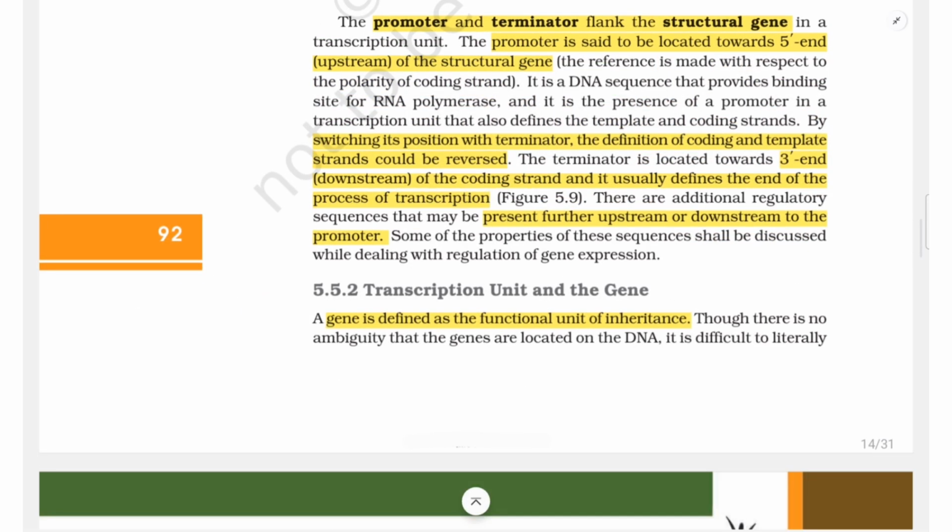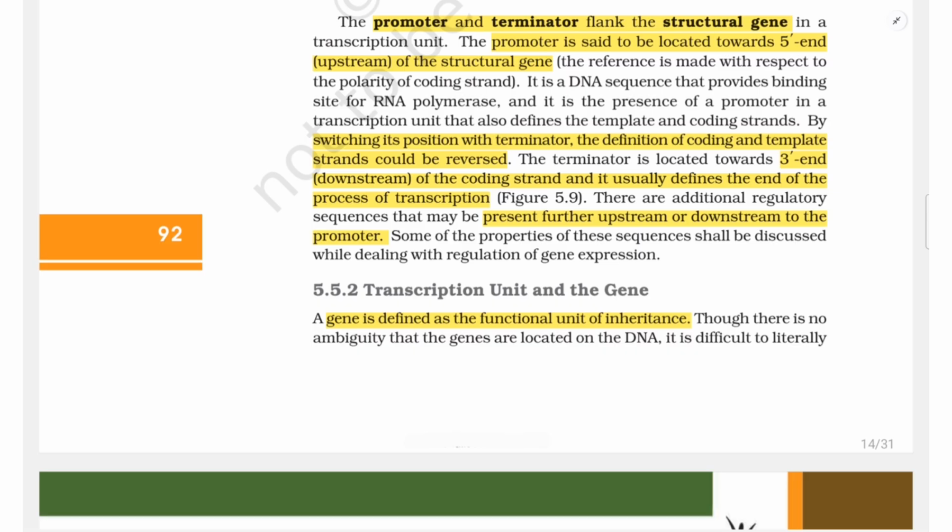The promoter and terminator flank the structural gene in a transcription unit. The promoter is said to be located towards the 5' end, upstream of the structural gene. The reference is made with respect to the polarity of the coding strand. It is a DNA sequence that provides a binding site for RNA polymerase, and it is the presence of a promoter in a transcription unit that also defines the template and coding strands. By switching its position with the terminator, the definition of coding and template strands could be reversed.